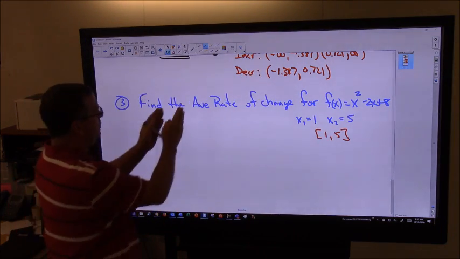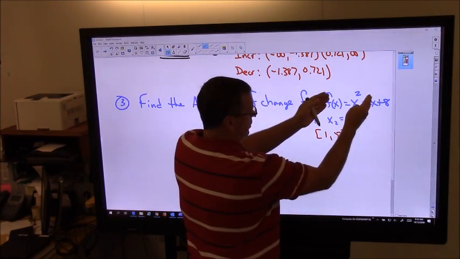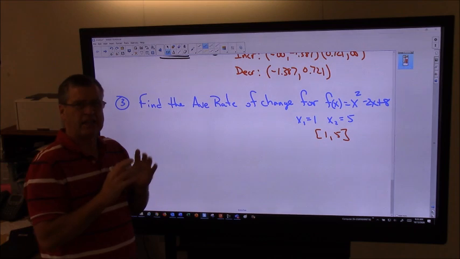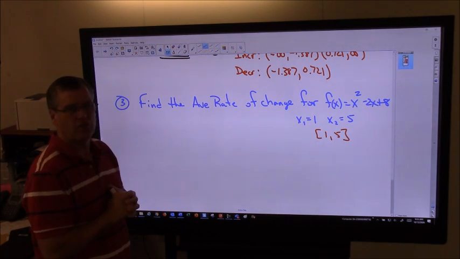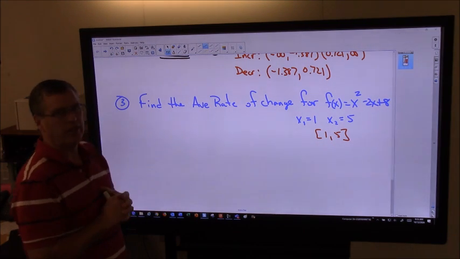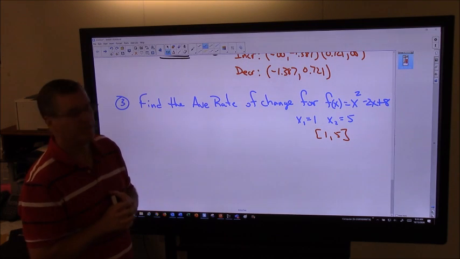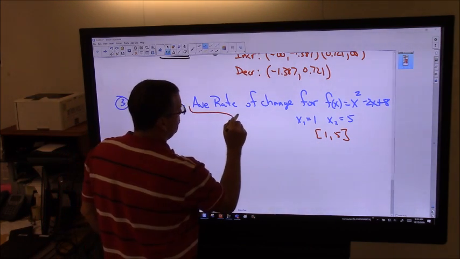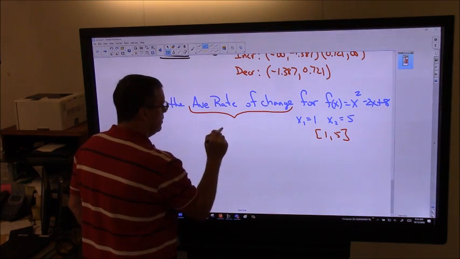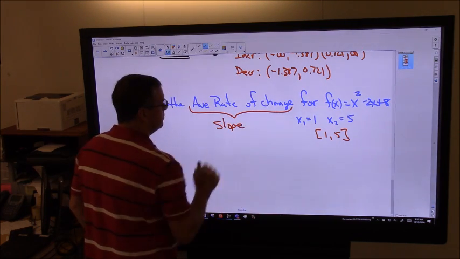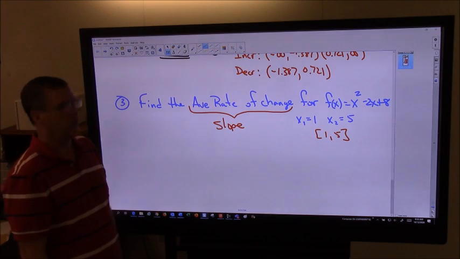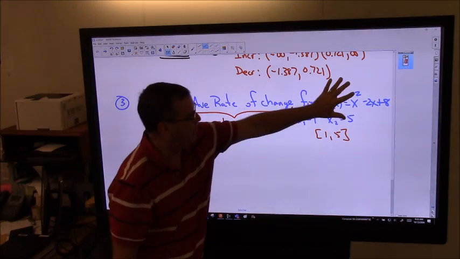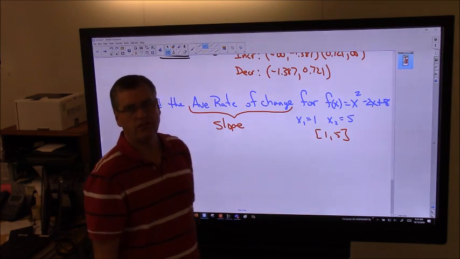Okay, find the average rate of change of this function on this interval. This sounds like kind of a rough question, but it's really not. This will be the easiest thing we do today, right? Average rate of change, what we have to remember about this is it's just a slope. All they're asking us to do is find the slope. Find the average slope of this function on this interval.